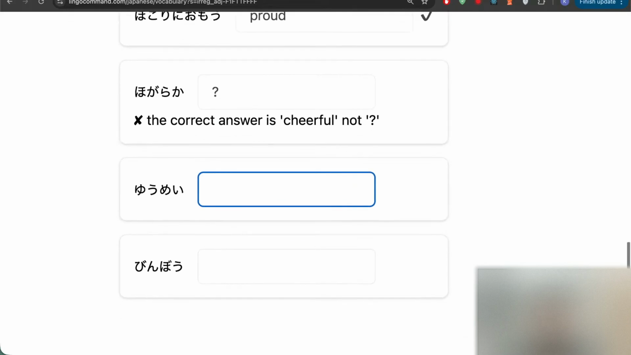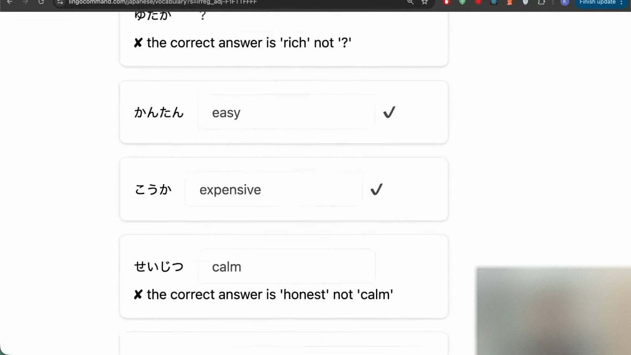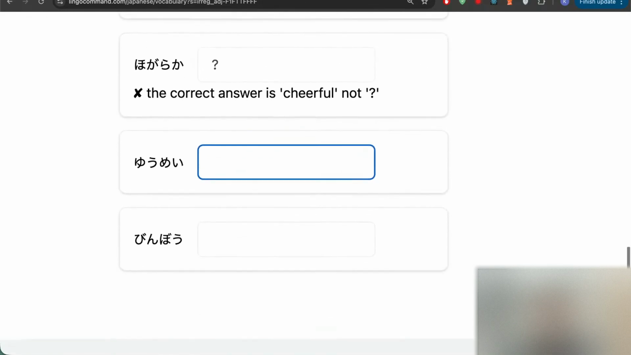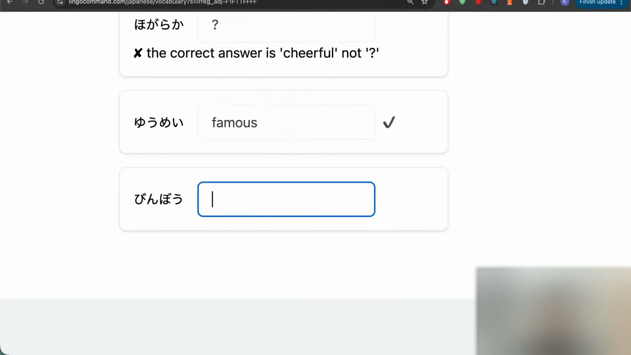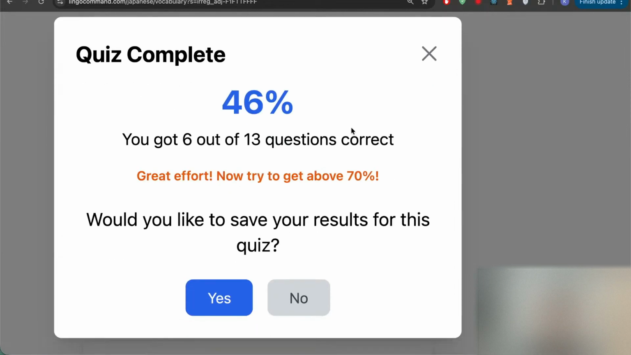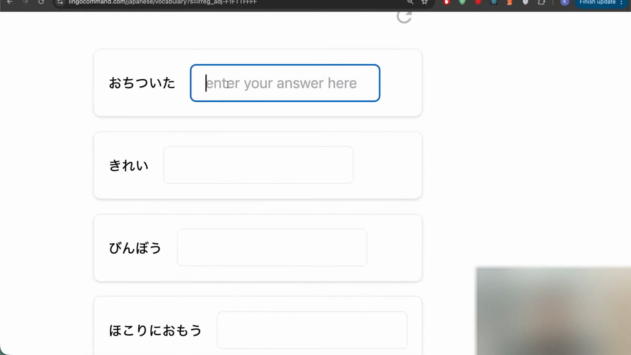Cheerful. Yeah, so I think it was definitely the correct approach to try and remember the vocabulary first, right? Because otherwise, what are we really doing here? Yume is famous, and bimbo is poor. So the performance here was also quite poor, 46%. So let's redo the quiz, reapply random ordering, and try and increase the percentage here.